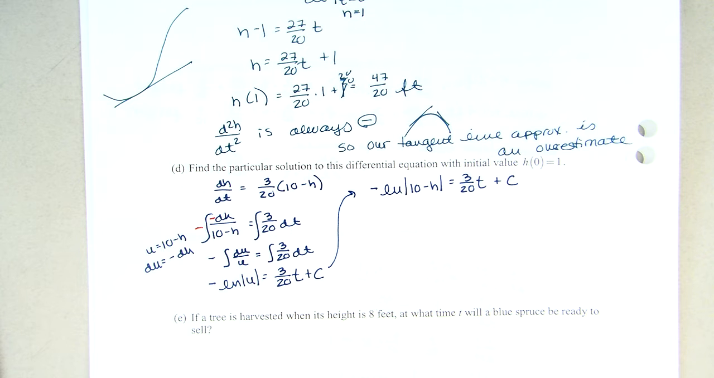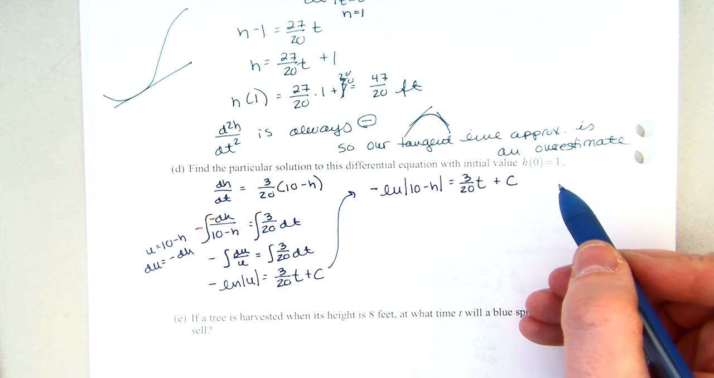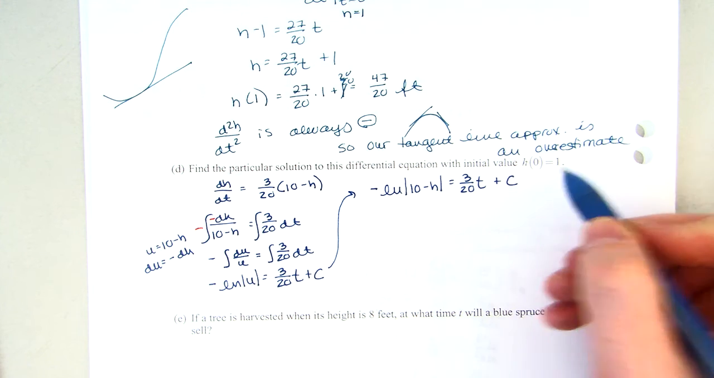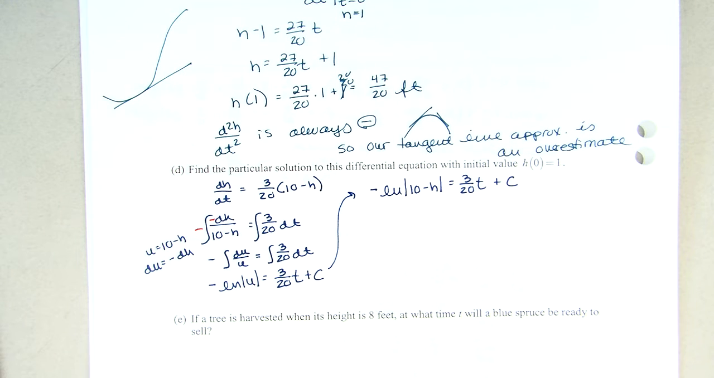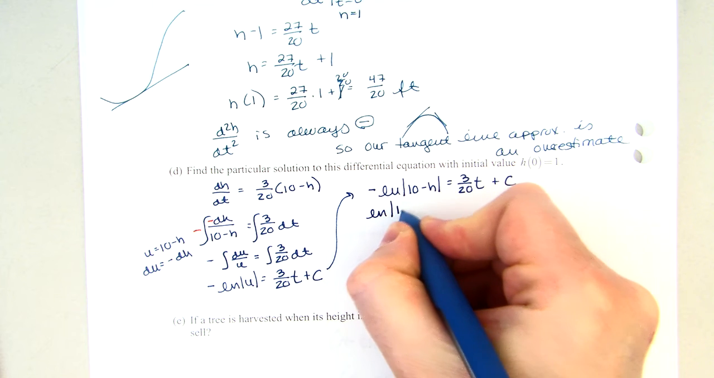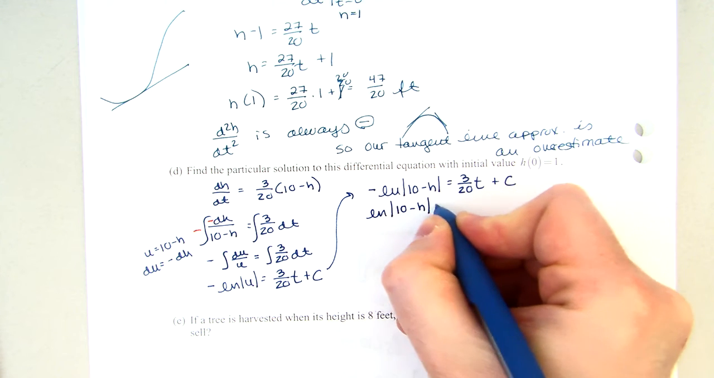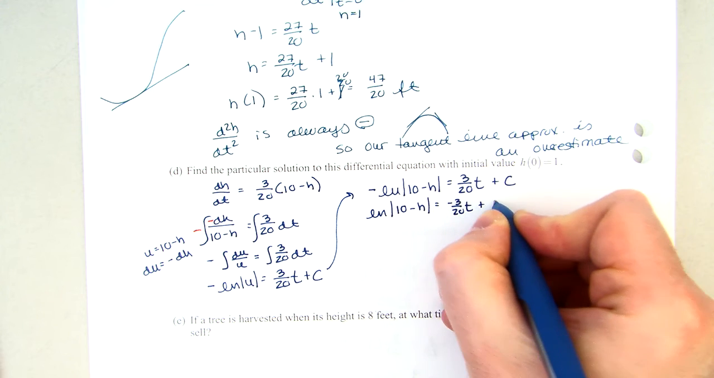Do your solving, and when you've solved for h, sorry, I think I said solve for t, I didn't mean that, I meant solve for h. When you're done, deal with your initial condition as well. At time 0, the height of the tree is 1. And if you do need to check in with someone near you, you're welcome to do that.